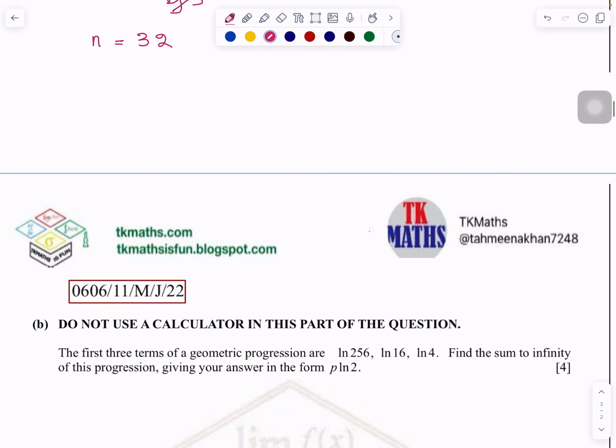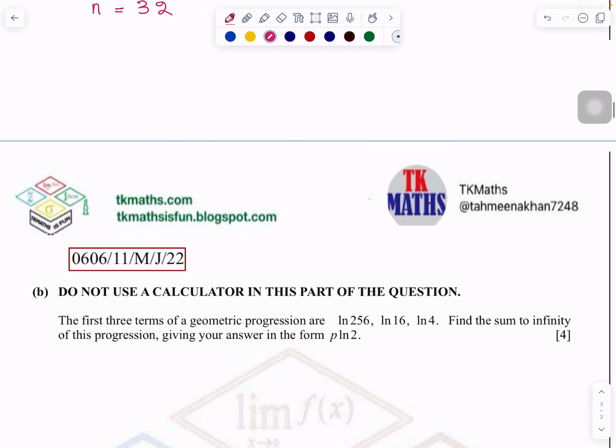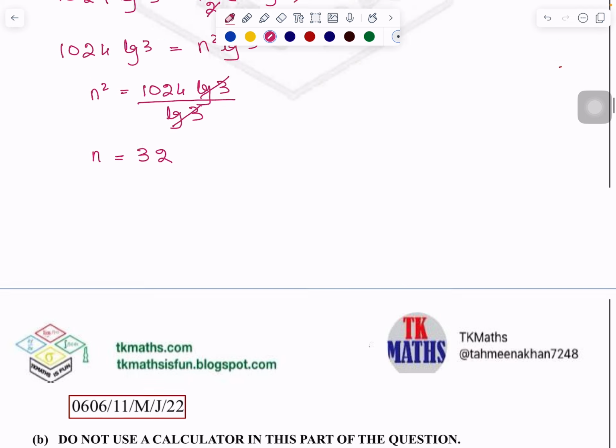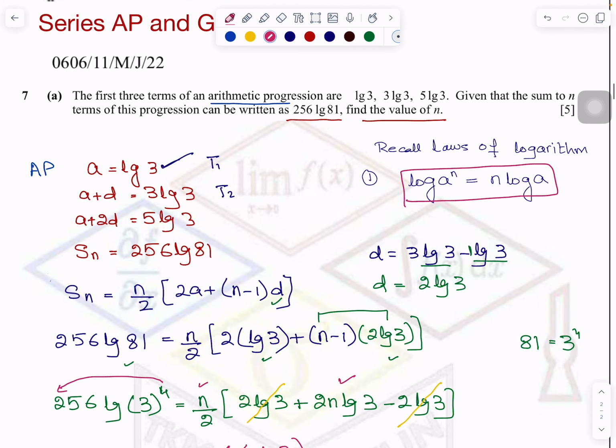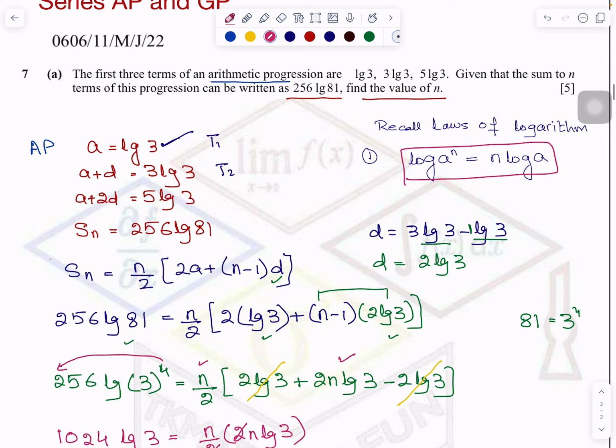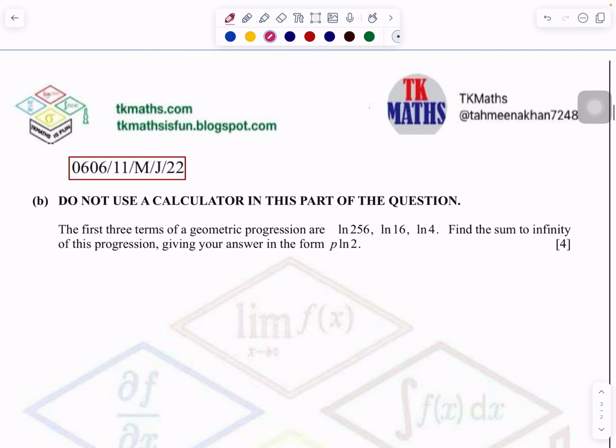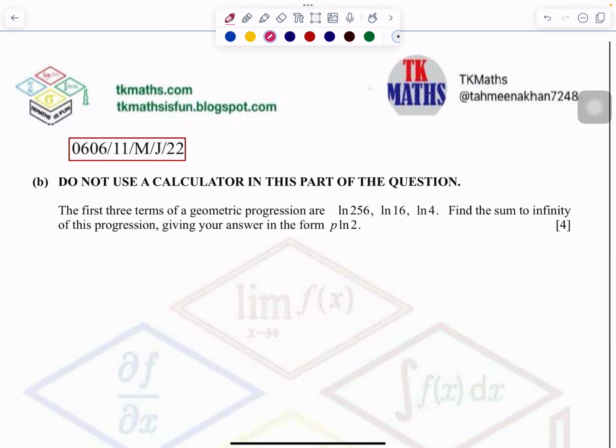Let's see the part 2 of the same question. Here they have written specifically, do not use a calculator in this part of the question. The same thing could be asked in this one. I have taken this question from June 2022. At that time calculator was allowed, but the same question could be asked to solve without a calculator. And whenever it says do not use a calculator, it means you have to show each and every step very carefully. Now in this question, it is a geometric progression.